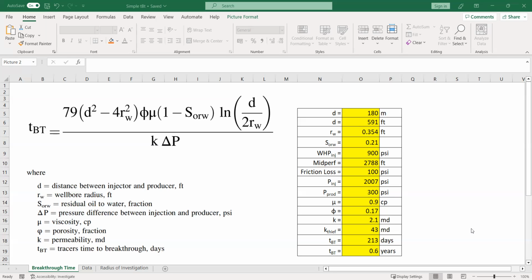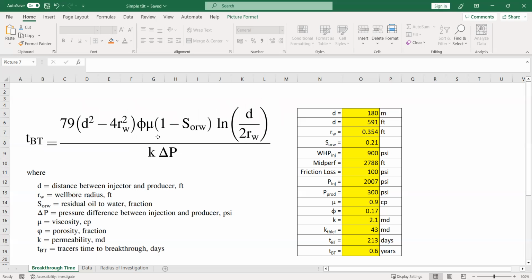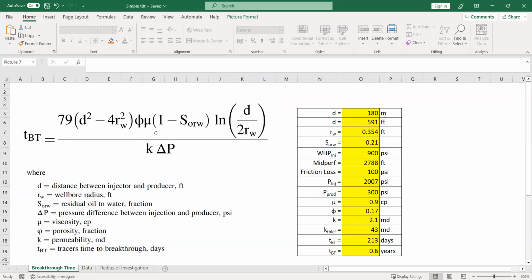So it's basically a general formula that we will use to compute the time to breakthrough whenever we inject fluid. It can be tracer, can be water, injected from an injector towards a producer, right? And the formula is of course here. It's very straightforward, fortunately. So what is the time to breakthrough in days?